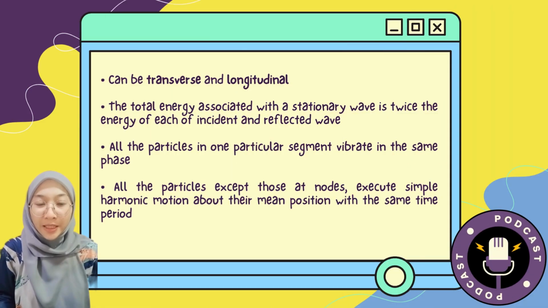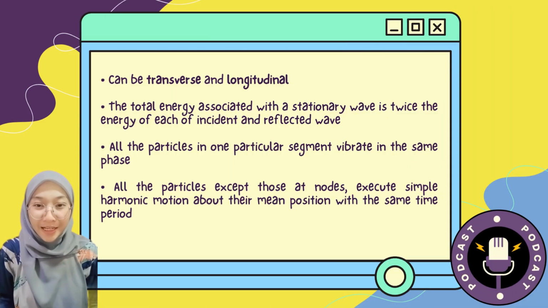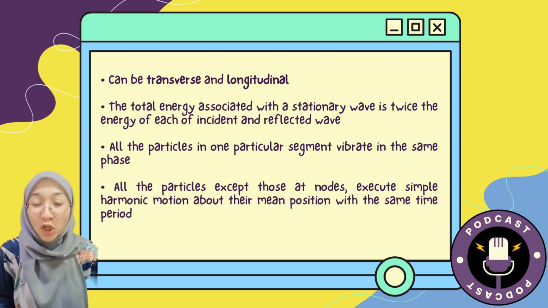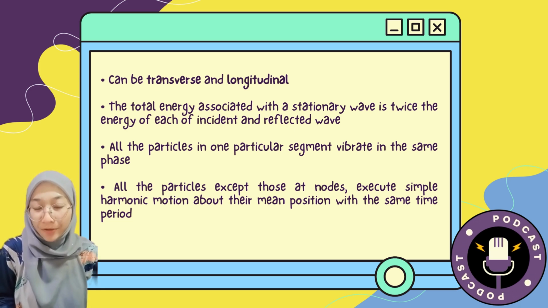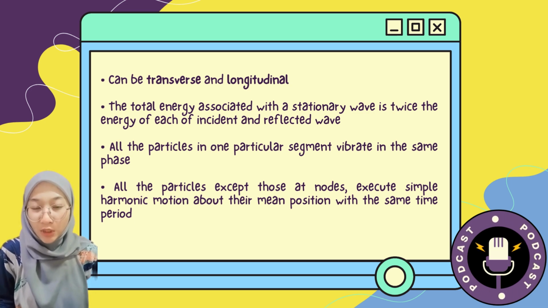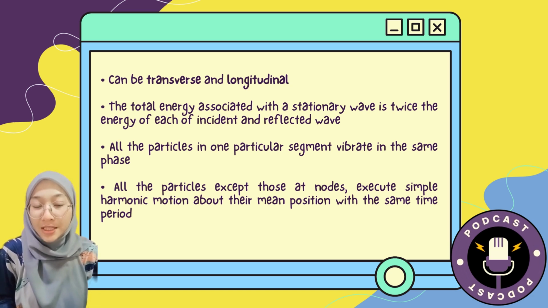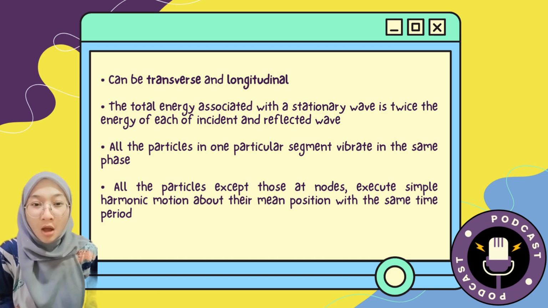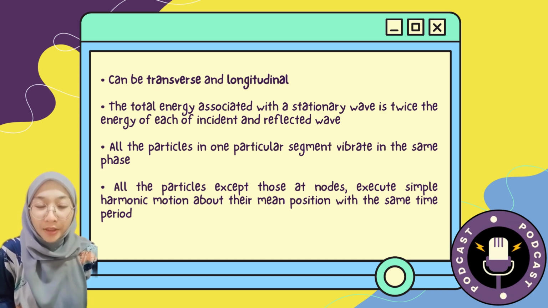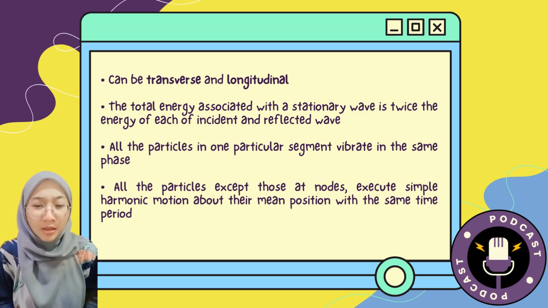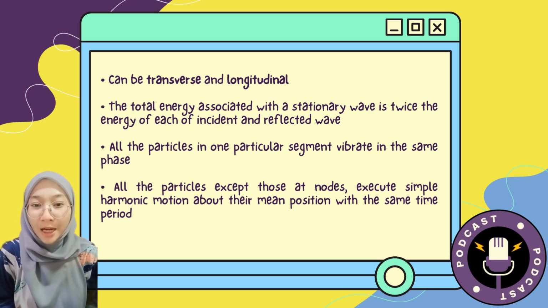Next, I will be explaining the characteristics of standing waves. For the characteristics, there can be transverse and longitudinal standing waves. In a standing wave, the total energy associated with a stationary wave is twice the energy of each of the incident and reflected waves. All the particles in one particular segment vibrate in the same phase. The particles, except those at nodes, execute simple harmonic motion about their mean position with the same time period.